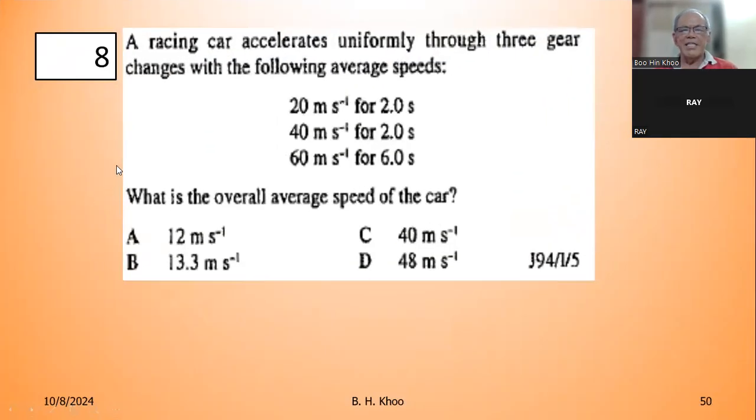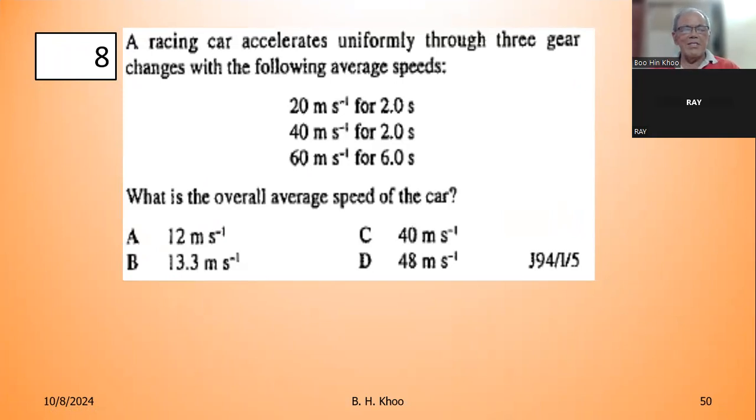A racing car accelerates uniformly through 3 gear changes with the following average speeds: 20 meters per second for 2 seconds, 40 meters per second for 2 seconds, and 60 meters per second for 6 seconds. What's the overall average speed of the car? What is the answer? D. Okay, let's see.